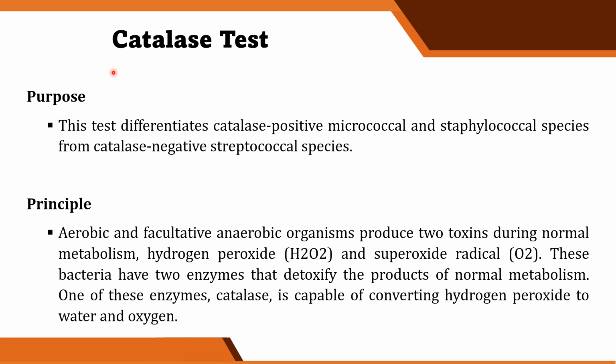So, what is the principle of our catalase test? Okay. So, aerobic and facultative anaerobic organisms produce two toxins during normal metabolism, that is when oxygen is present. Okay, so ano yung toxins na yun? That is hydrogen peroxide and superoxide radical. Okay? Now, hydrogen peroxide and superoxide radical are toxic to the bacteria.